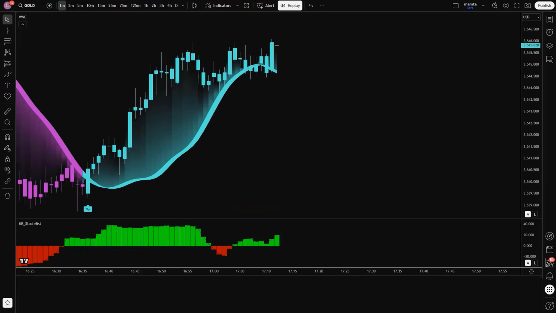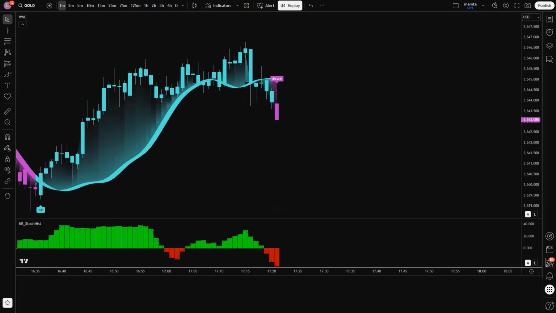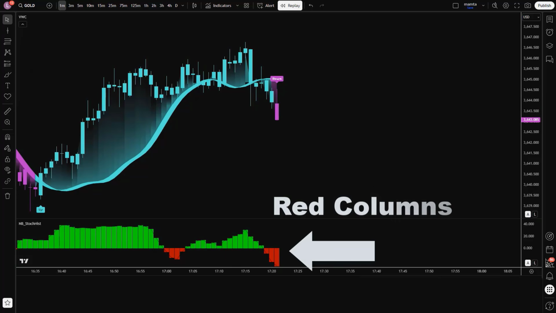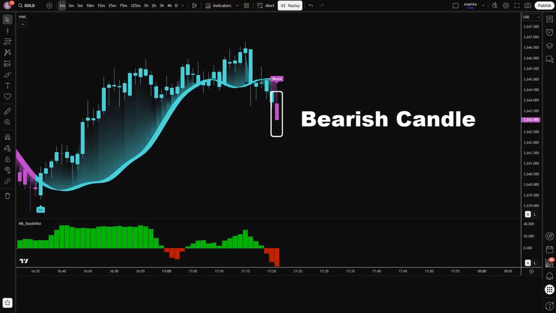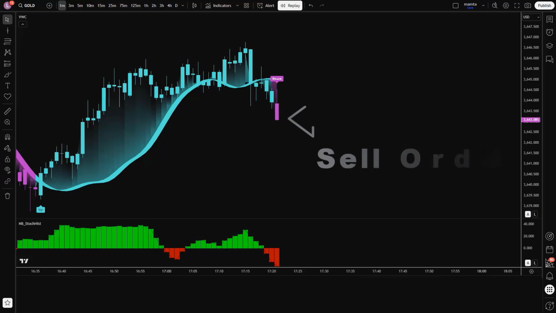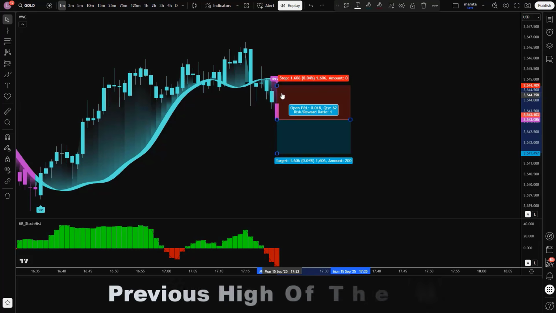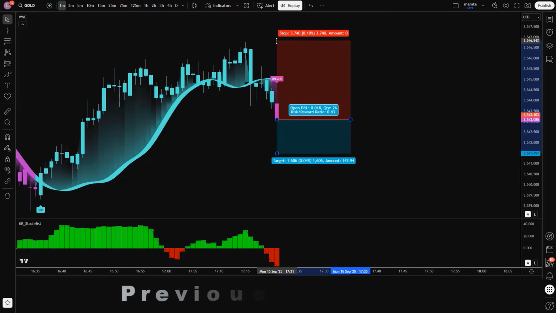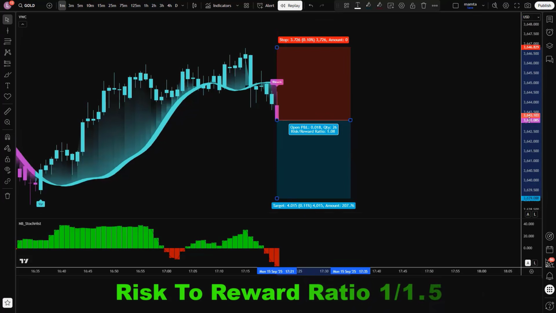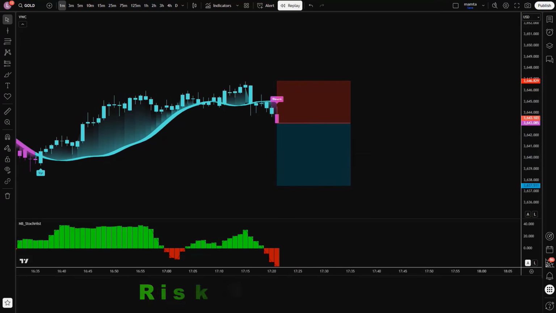Let's see how we use these trading setups. When the uptrend, volatility weighted cloud indicator gives us a sell signal, when the stochastic histogram indicator shows red color columns, and when the market forms a bearish candle, if these conditions are fulfilled, then we will place a sell order. Our stop loss is the previous high of the market. And the risk to reward ratio will be 1:1.5.